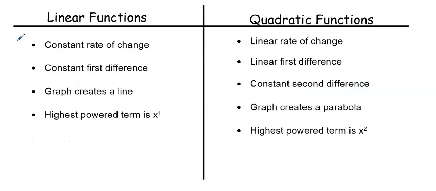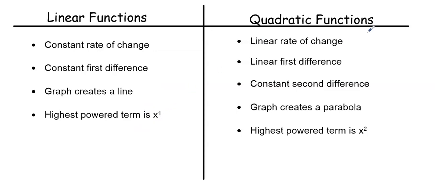So to summarize, the first relationship that we looked at was modeled with a linear function. There was a constant rate of change because we were adding 5 blocks each time, which meant that there was a constant first difference that showed up in the table. The graph created a line, and the highest powered term was x to the first power.